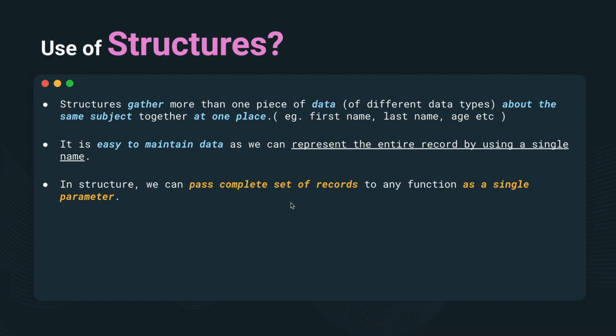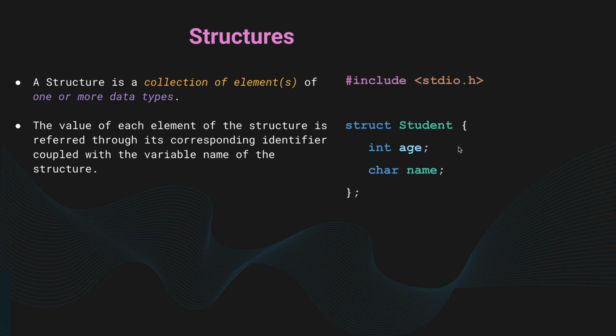In the structure, we can pass a complete set of records to any function as a single parameter. So imagine that when we are dealing with operations on this student, like maybe adding the age of multiple, there could be multiple students. If we want to add the age for that student, a name for that student, it could be different for different students. So we'll probably create a function that does all the calculation or adding that information maybe in the database or somewhere else. So at that point of time, rather than passing each and every piece of information like age, name, marks, etc., we could just pass one thing, which is the name of this particular structure, and it'll automatically contain that.